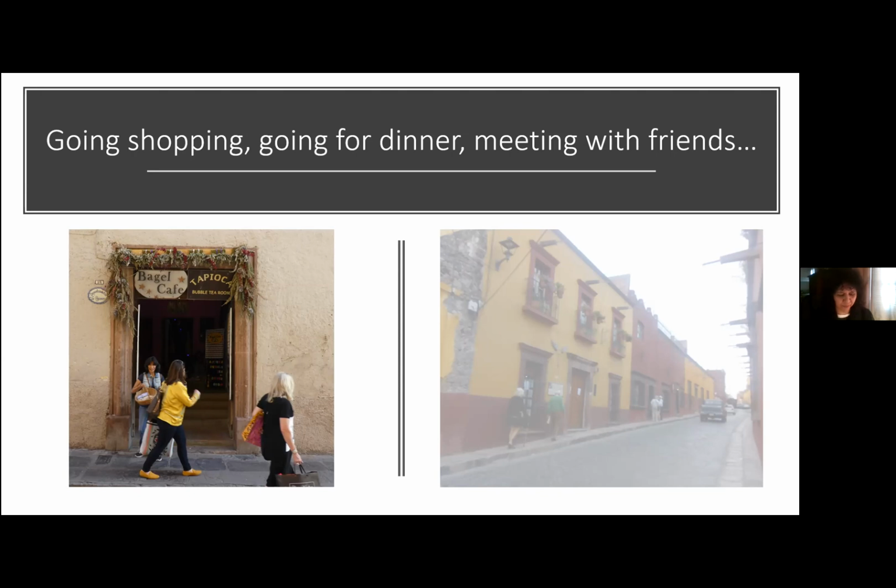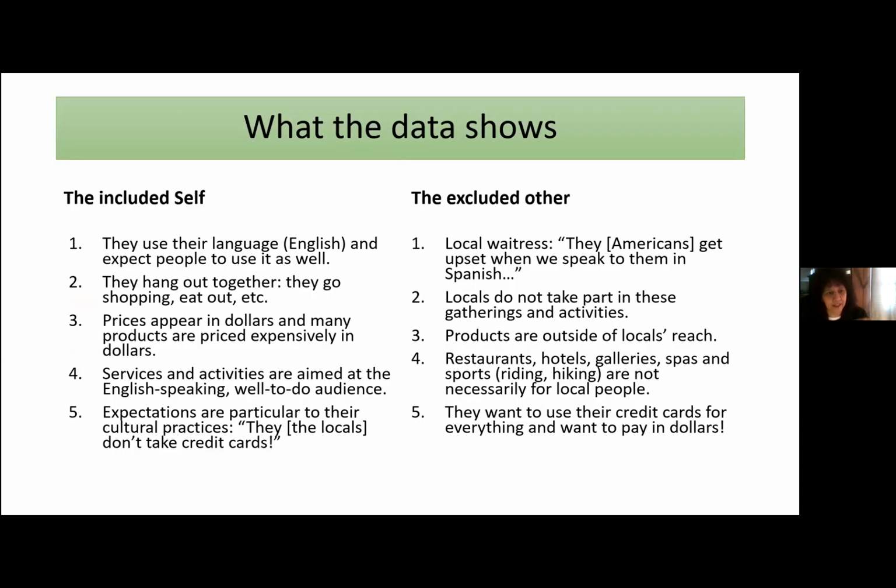Thus far then, next slide, please. Here we have some of the things that began to emerge. This table, in the next slide, Chris, yes, shows the dynamics taking place in San Miguel de Allende. The included self, the excluded other. The included self, Americans use their language English and expect people to use it as well.